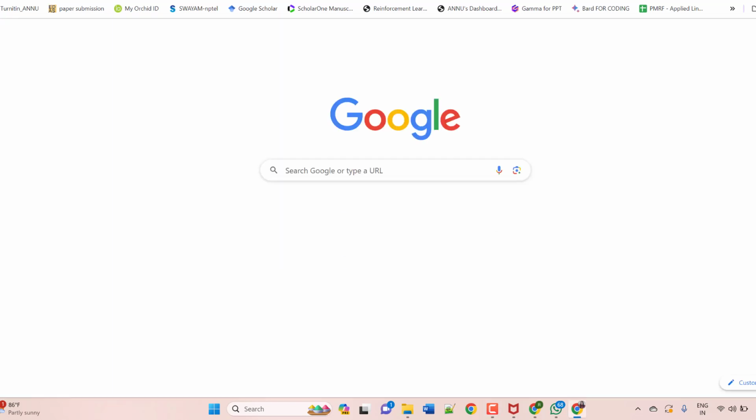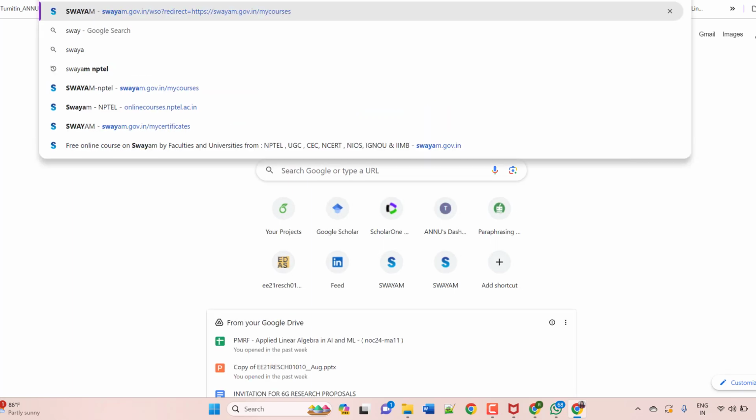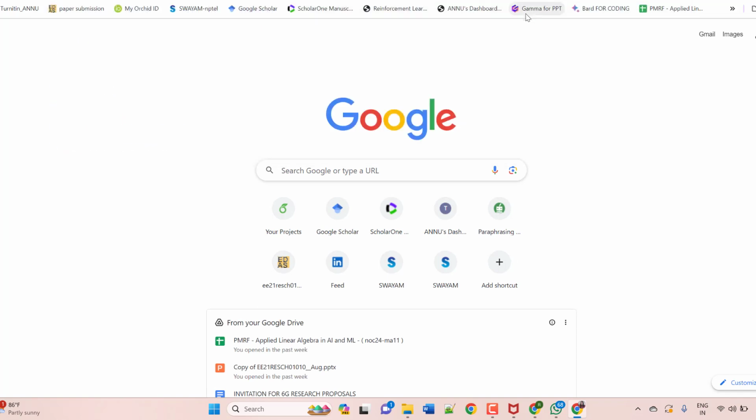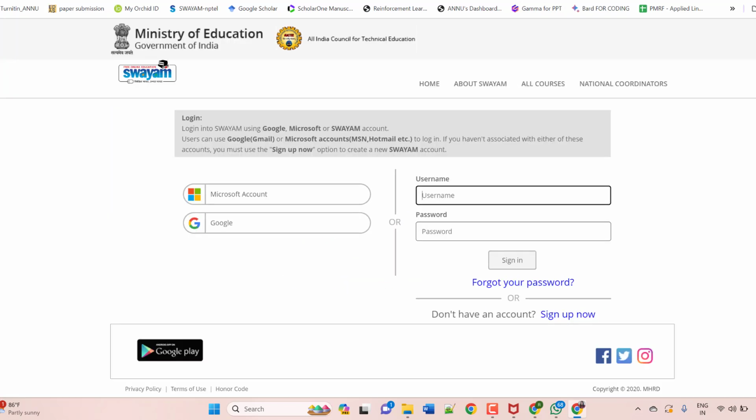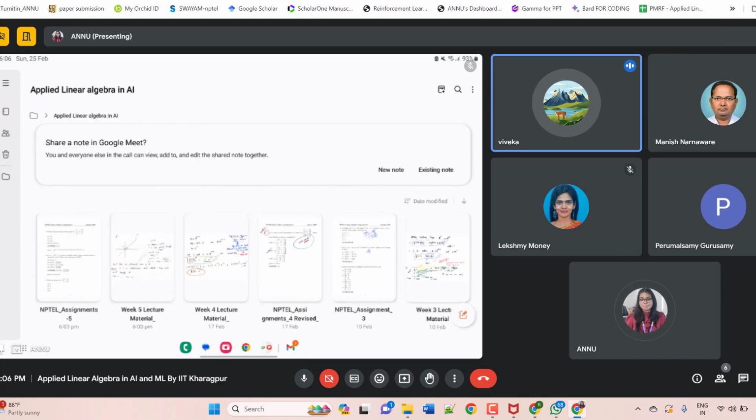Wait, I'll check the SWAYAM portal. You are telling it's a little difficult. Yes, ma'am. Whatever reference book was given, ma'am, that also I downloaded, but this type of questions and examples are not there in that book. In the lecture, sir was telling only theory, not examples, ma'am. Okay, okay.